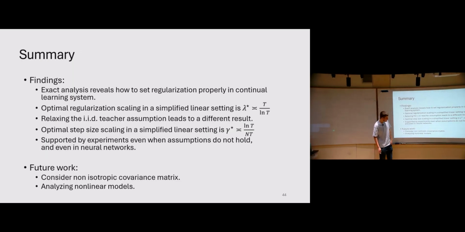So, in summary, we find that exact generalization analysis can provide us insights into how to choose the regularization parameters, the step size and the number of steps, and also in some cases the regularization matrices. Optimal regularization scales as T over ln T in a pretty simplified linear setting. Relaxing the i.i.d. teacher can provide very different results: gamma star scales as ln T over nt. While we assume a pretty simplified setting, our entire analysis was supported by experiments, even when our assumptions, of course, do not hold, and even in a neural network model. For future work, one may consider non-isotropic covariance matrices.